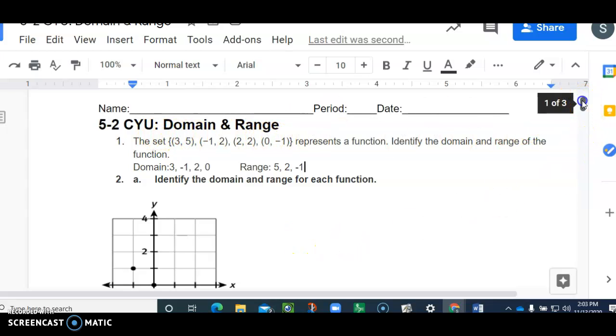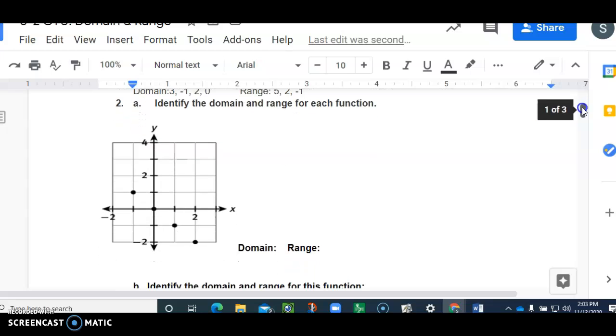Now, next, from this graph, they want you to list the domain. Again, for the domain, you just type in the x, which is -1, 0, 1, and 2. That's the domain. Now the range on this graph: the first one is 1, 0, -1, and -2. I'm done. That's how you find the domain and the range from the graph.